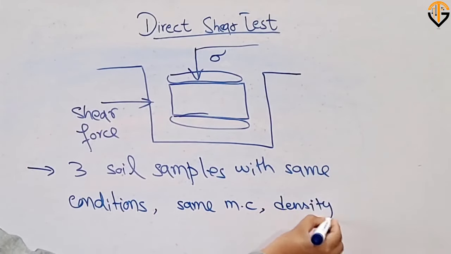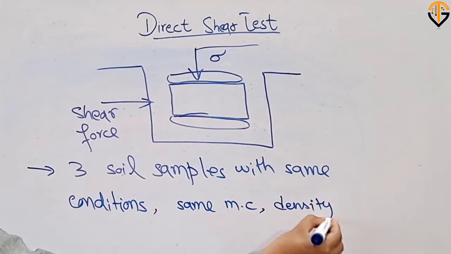Second limitation is we cannot have pore pressure readings or pore pressure measurements in the direct shear test. Third limitation is the exact field simulations. So we cannot exactly simulate the field conditions in the direct shear test. So these are some of the limitations of the direct shear test.